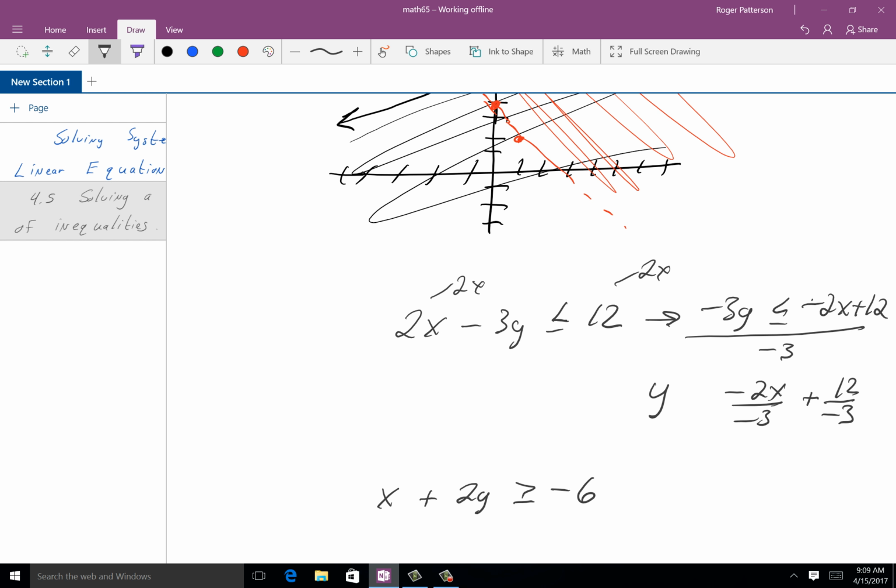Now, I kind of made this a little trickier than I wanted to. When you divide an inequality by a negative, do you remember what happens to this sign? Okay, so we have to switch it. Instead of being a less than, it becomes a greater than. And now we have that, because we want y by itself. Yep.